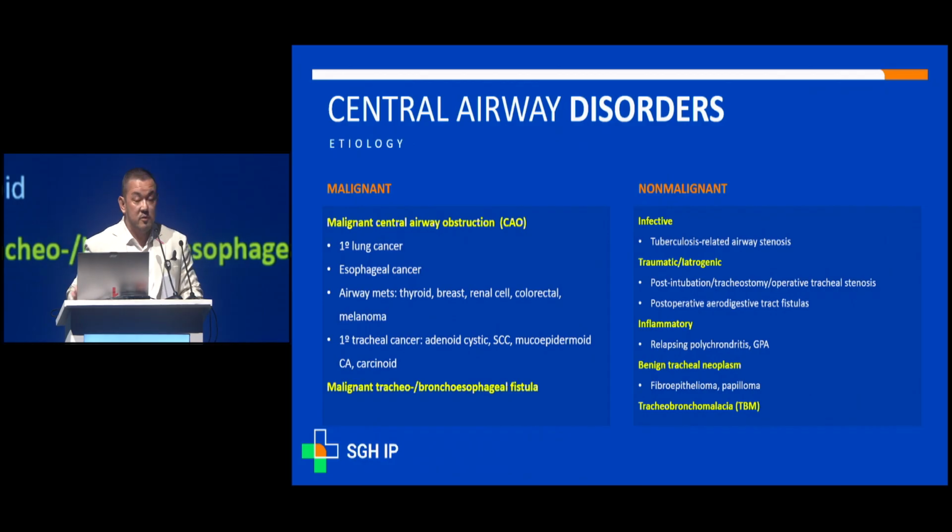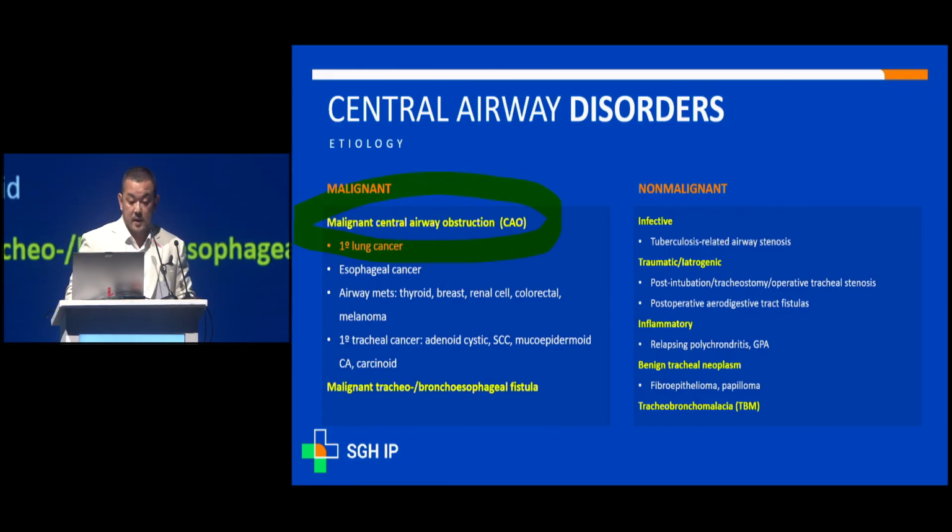So as we all know, central airway disorders can be classified very simply into malignant and non-malignant causes. For malignant causes, central airway disorders can be either obstruction or some form of fistula. Obviously, we know that the most common cause of malignant CAO is primary lung cancer, and other possible causes include esophageal cancer, airway metastases, and sometimes primary tracheal cancer. Today we're just going to focus on malignant CAO.